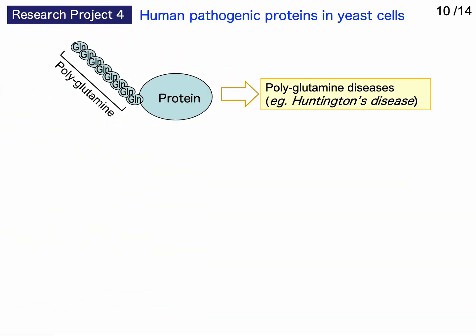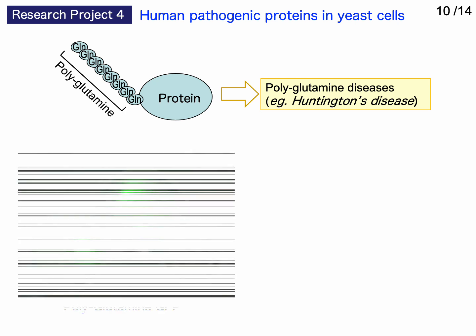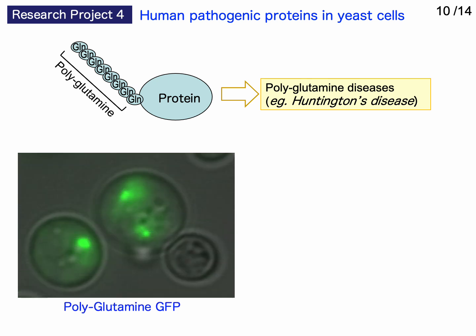Our basic biological study expands to research investigating what happens when toxic proteins that cause human diseases are expressed in yeast cells. Human polyglutamine diseases are caused by genetic mutations that insert a long stretch of glutamine residues into a protein. One example of polyglutamine diseases is Huntington's disease, which leads to dysfunction of motor neurons and movement disorder.